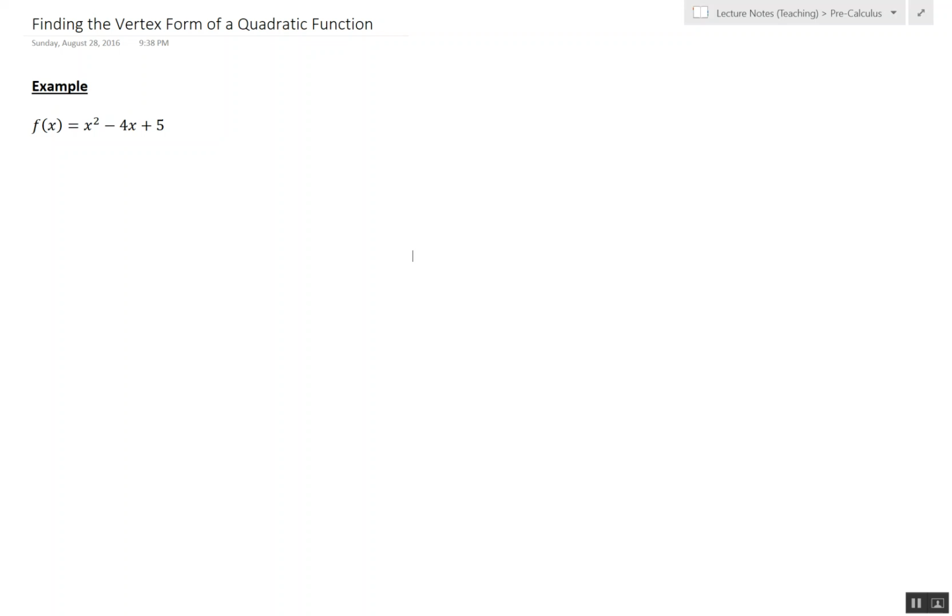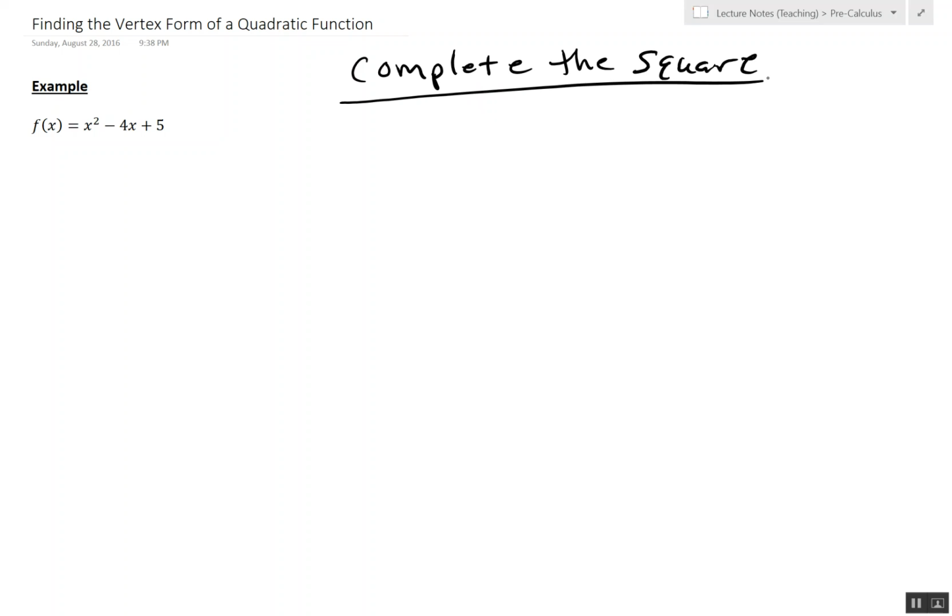Hi everyone, welcome back. We are now going to look at finding the vertex form of a quadratic function from the general form of a function. So I've got a very simple quadratic function here. We're going to put it into vertex form, and the idea is we're going to complete the square. If you know how to complete the square, this is not a hard problem at all.